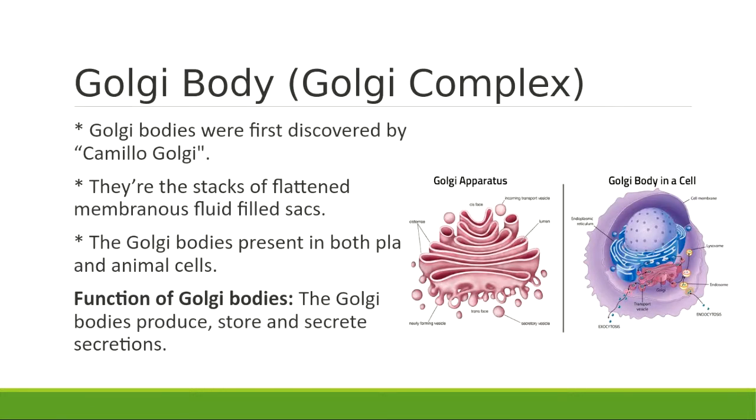Now we are going to study the Golgi bodies or Golgi complex. It was discovered by Camillo Golgi. They are stacks of flattened membranous fluid-filled sacs. These are small sac-like structures or vesicles, known as sacs. They contain fluid, and it has some sort of information which is utilized for a particular function. The Golgi body is present in both plants and animals. The function of the Golgi body is to store and secrete various types of information.